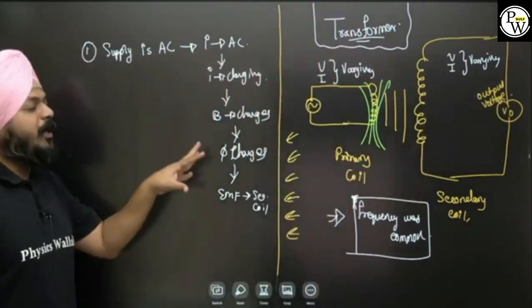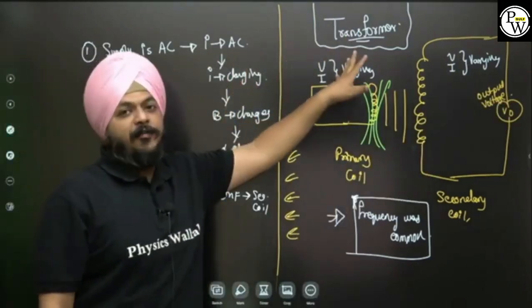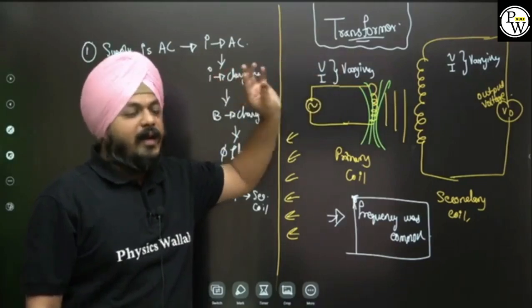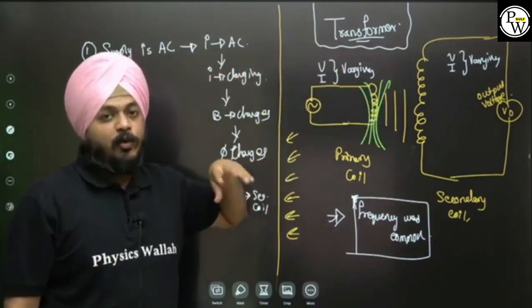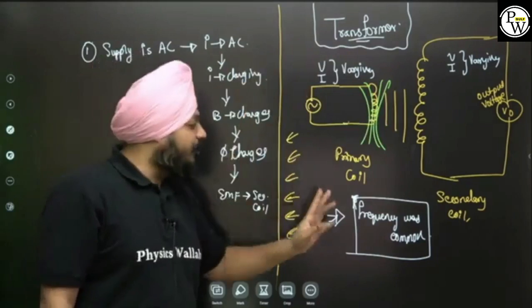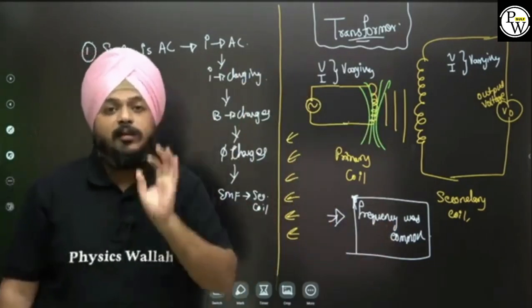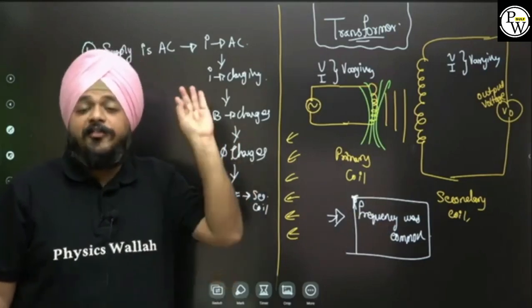Right, so this is the main function. Voltage and current vary, and because of this change in the voltage and current, the EMF is induced in the opposite coil. But here V and I change, while frequency remains constant. This is the main function and working of the transformer. It is nothing else but Faraday's law.